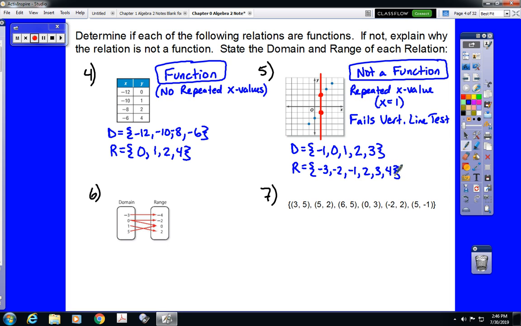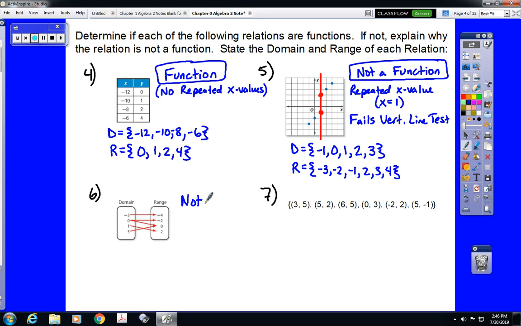And if you're really struggling with getting the domain and the range off of the graph, write out the list of ordered pairs first, because you're probably not having much of a problem there. Or you could turn it into a table and then list the domain and the range. However you can get from point A to point B is perfectly fine. On number 6, is that a function? Pause the video, think about it, answer, list the domain and range.